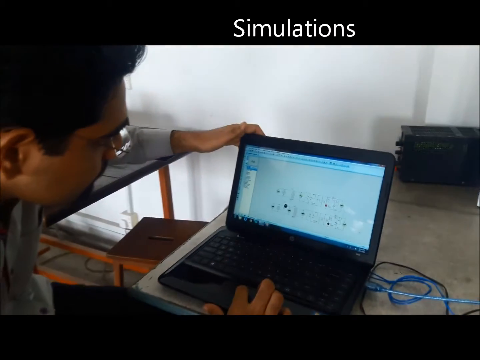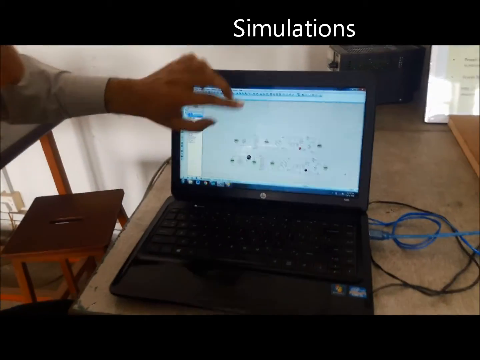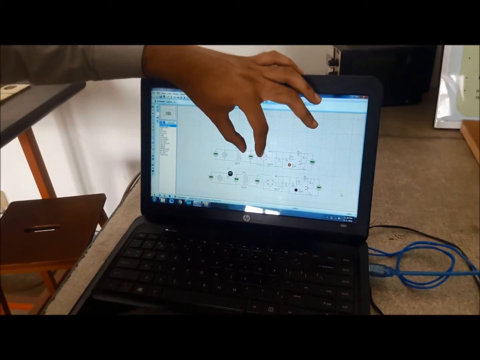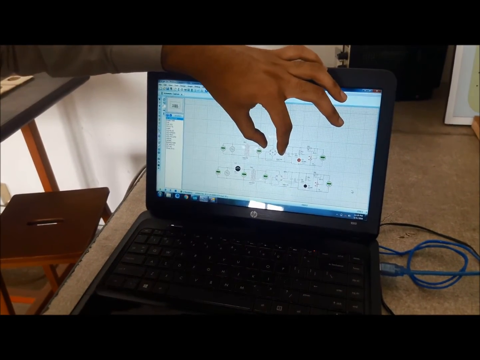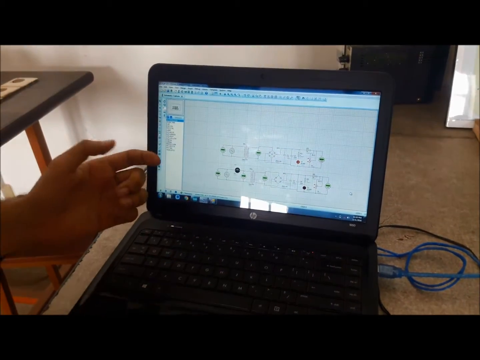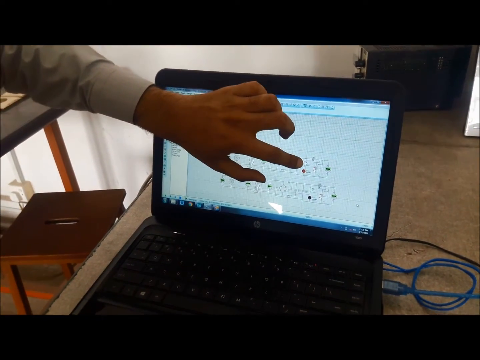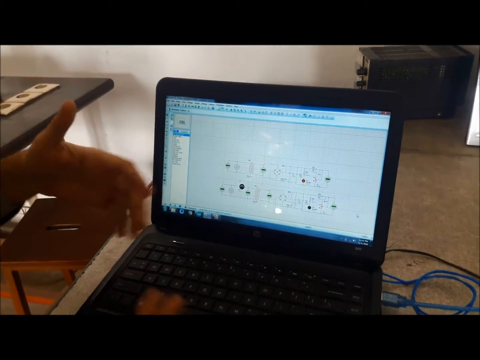This is our 220 volt AC from OPTA, and this is our step down transformer, from where we are getting 12 volt AC. From there we have a bridge rectifier to convert our AC signal into DC. So here we have 12 volt DC, and there is our LED and a series resistance to indicate that the voltage is actually flowing here.